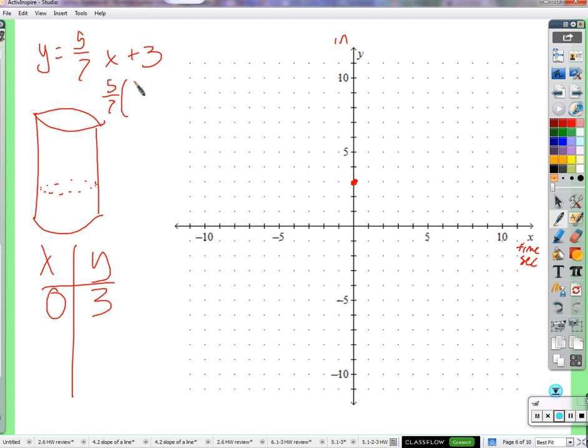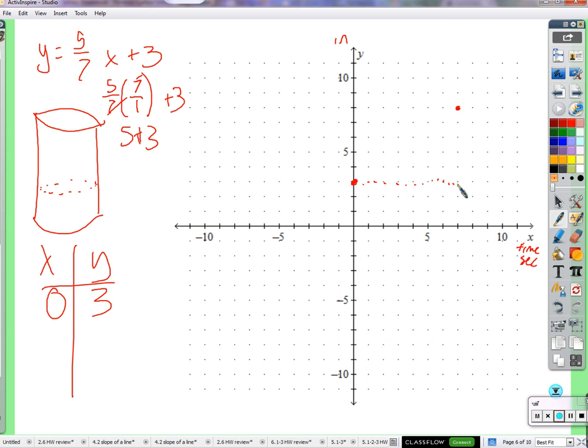So you want to plug in 7, and keep in mind what I'm plugging in 7 for is x. And x, what's x, horizontal or vertical? Horizontal. X is horizontal. So when I plug in 7 for x, I'm saying 7 on the horizontal axis. So I'm moving over to 7. If I'm at 3 right now, then I'm going to wind up adding 5 more. So I move over to 7, and I go up 5 more. 1, 2, 3, 4, 5. That puts me at 8.